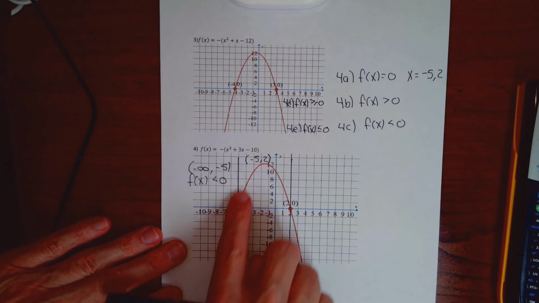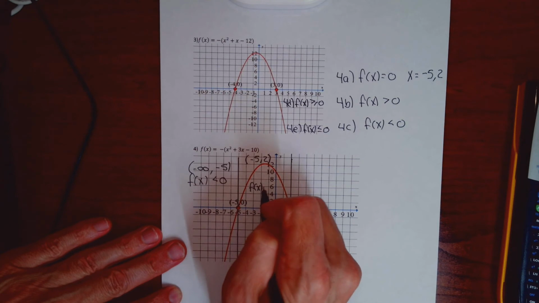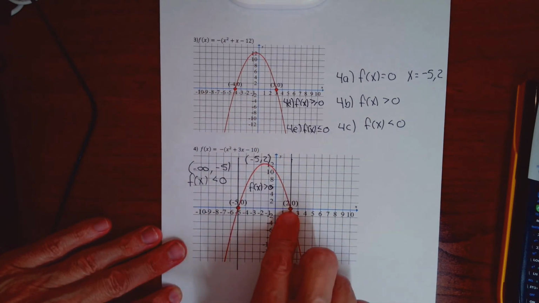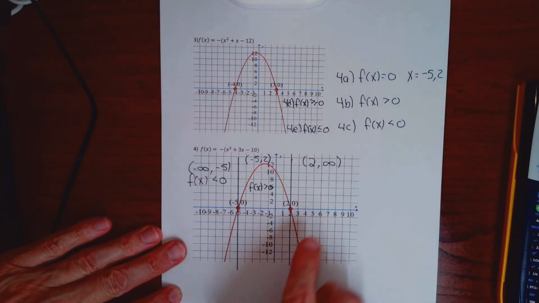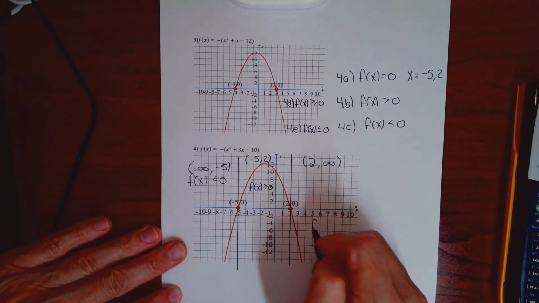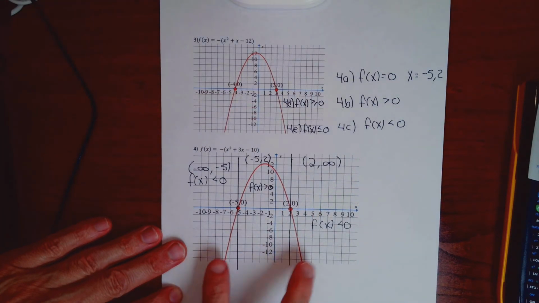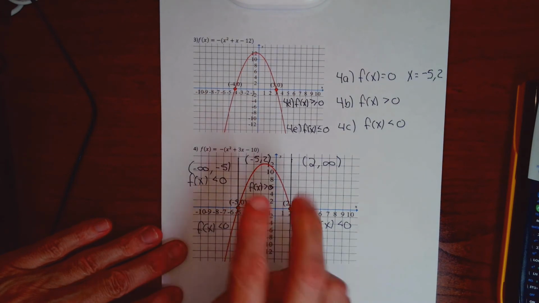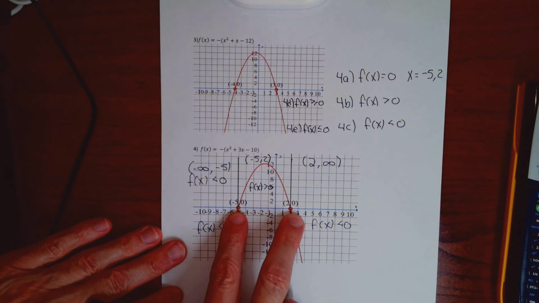And this middle interval, because the graph is above the x-axis, is going to be a solution to f of x is greater than 0. My last interval picks up at x equal to 2, goes off to infinity, and because the graph in this interval is beneath the x-axis, this interval is going to be a solution to f of x is less than 0, because beneath the x-axis you have negative y's, above the x-axis you have positive y's, on the x-axis you have y equal to 0.